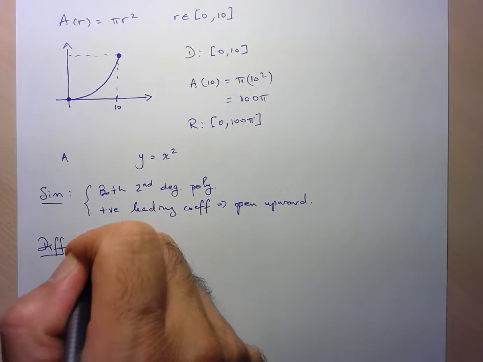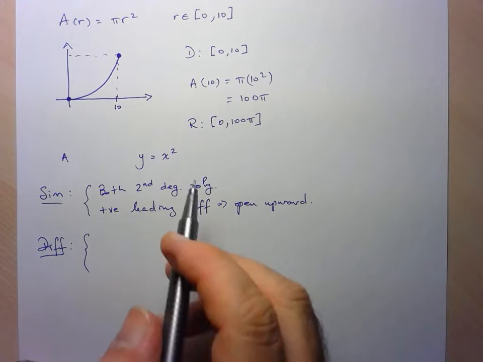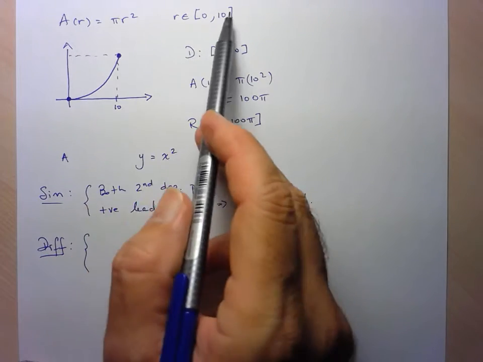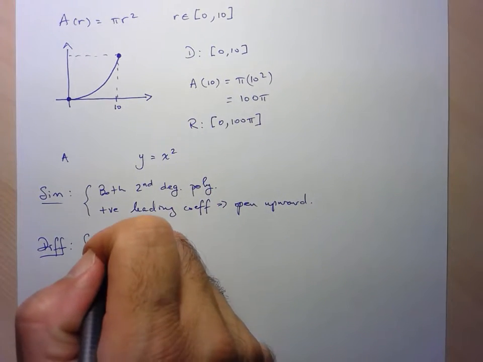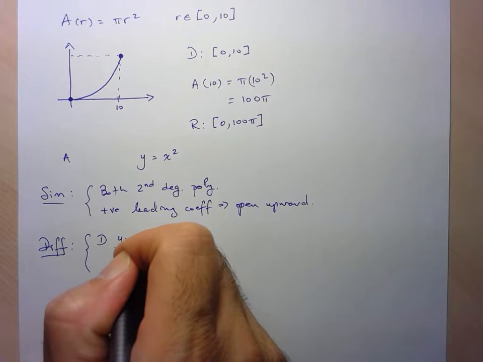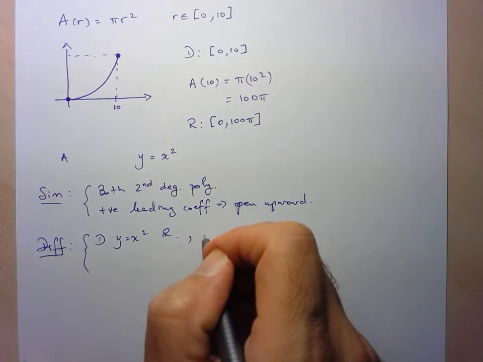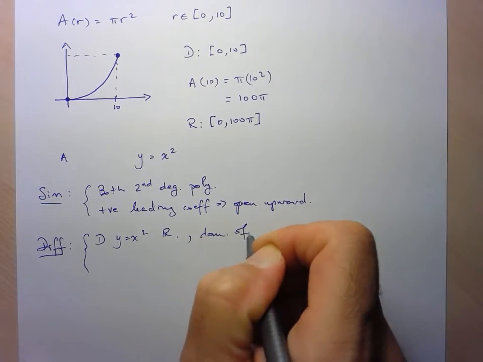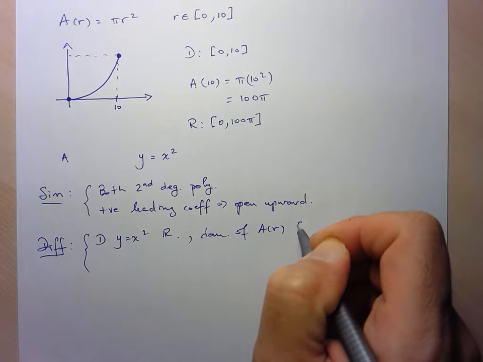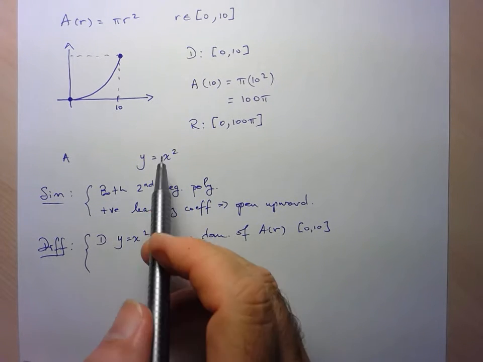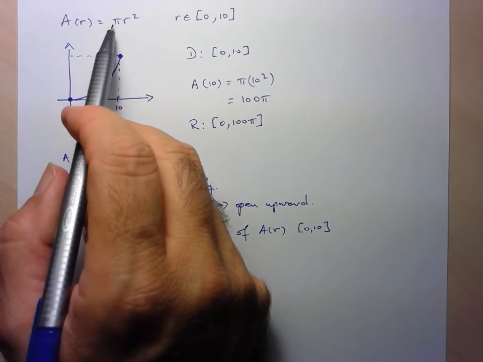Well, one difference for sure is that this function here has no restrictions on the domain, whereas this one here does. So here, the domain of y = x² is all real numbers, but the domain of A(r) is 0 to 10. So one has a restricted domain, the other one doesn't. What other kinds of things can we come up with? Well, here the leading coefficient is 1. Here the leading coefficient is π.